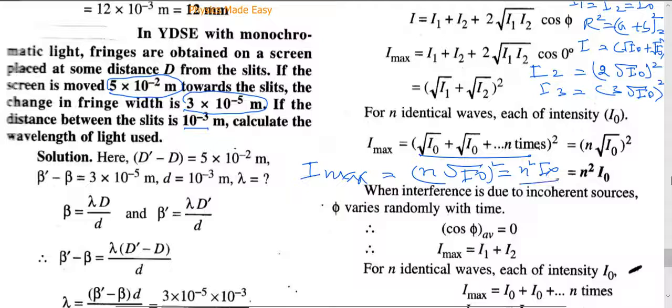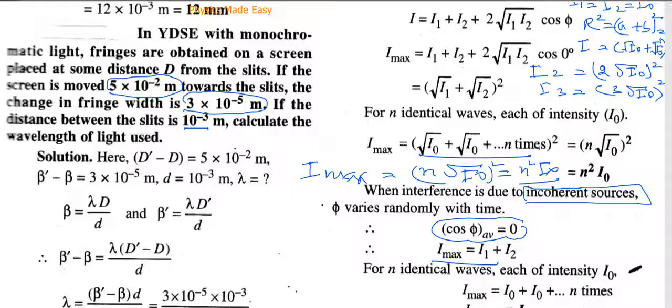Now remember this is the case of coherent sources. For incoherent sources, just simple addition, and you know it is the maximum intensity. It means I shall be simply adding, and note that the average of cos phi is 0 here, so we shall be just simply adding them.